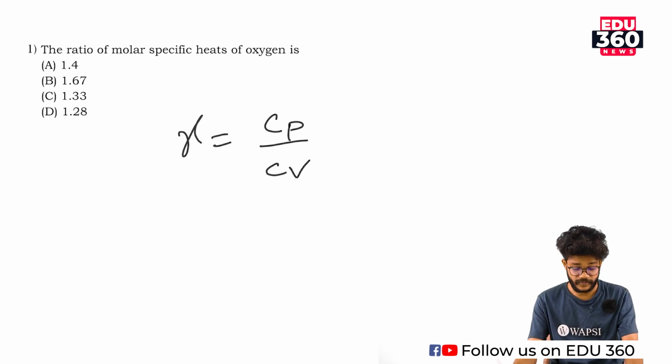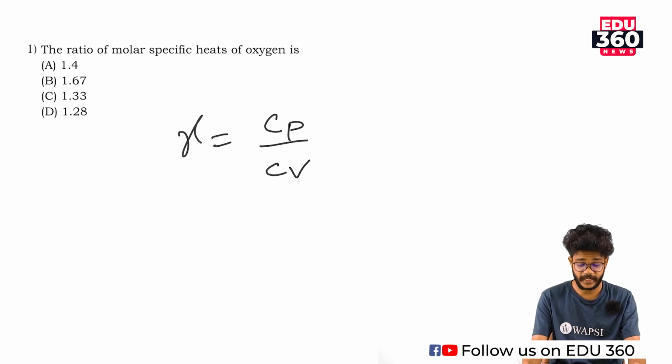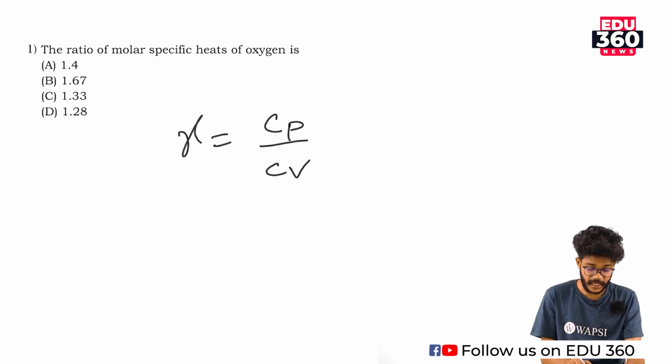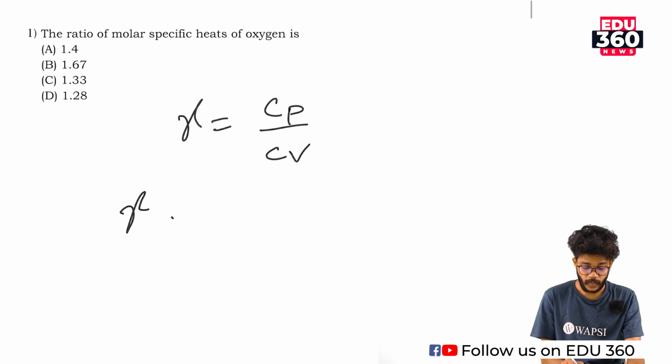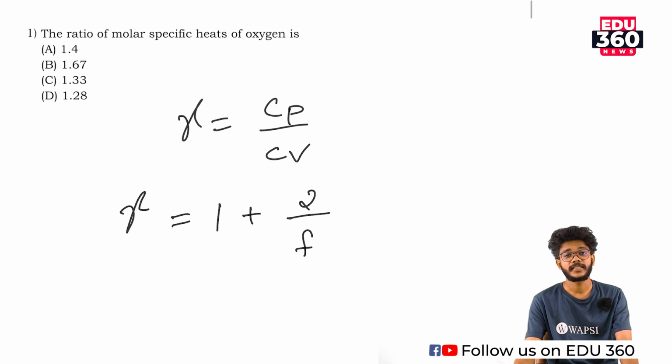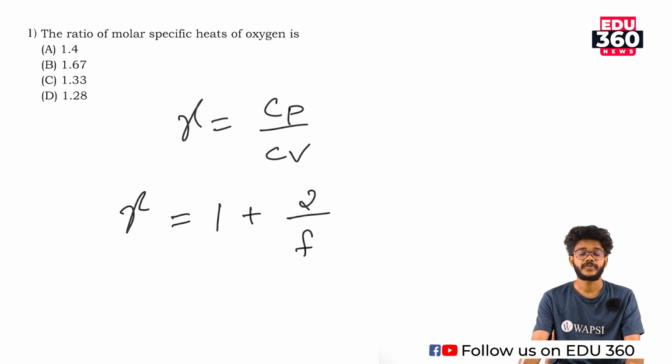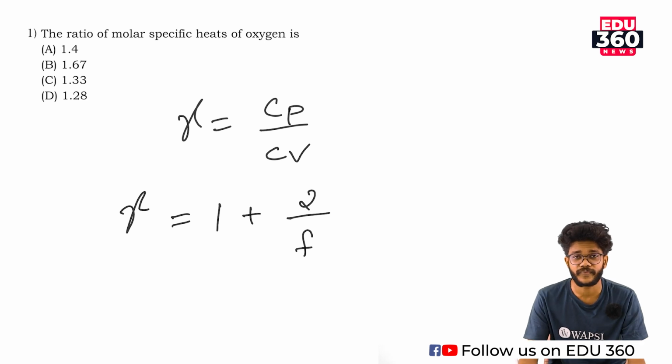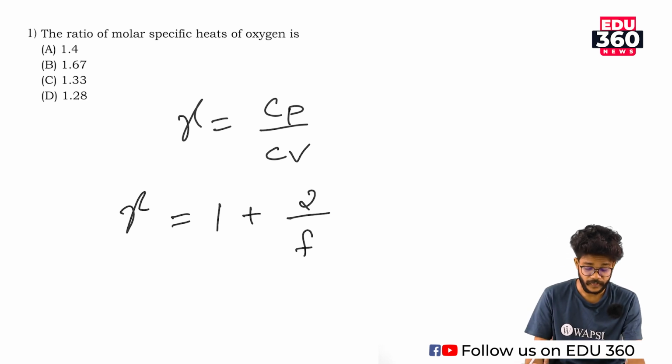How can we find the Cp and Cv here? Cp and Cv of this oxygen are not provided. So how can we find it? Another equation for gamma is 1 plus 2 by F, where F is the degrees of freedom. So how can we find the degrees of freedom of an oxygen molecule?